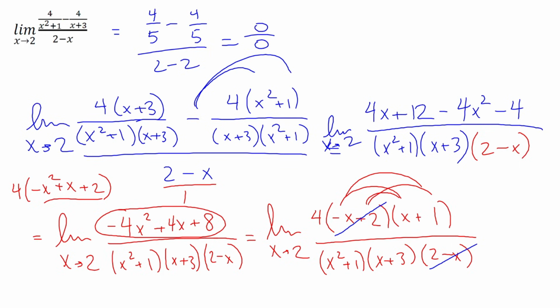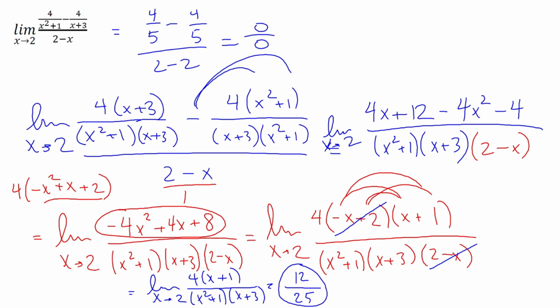And so now, we're kind of low on room here. Try and fit this all on the page here. Limit as x approaches 2 of 4 times x plus 1 over x squared plus 1 times x plus 3. We can just plug in 2 now, which gives us a 12 in the numerator, 4 times 3. And in the denominator, it gives us a 5 times a 5, which would be 25. So we end up with 12 over 25.